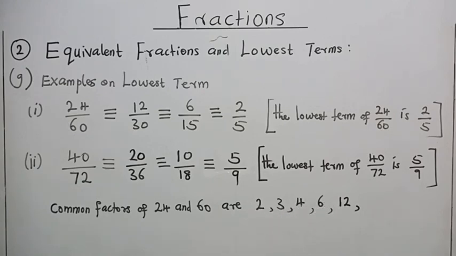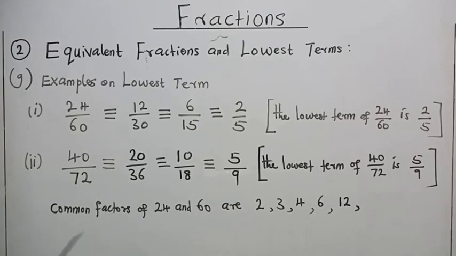Do you agree? That is, at the same time, 2 can divide 24 and 60. At the same time, 3 can divide 24 and 60. At the same time, 4 can divide 24 and 60. At the same time, 6 can divide 24 and 60. At the same time, 12 can divide 24 and 60. There is no other factor, that is, whole number, common to 24 and 60. So these are the only whole numbers which are factors common to 24 and 60.